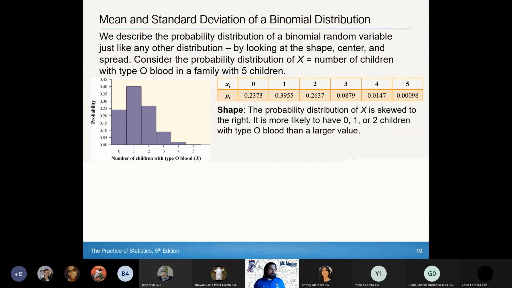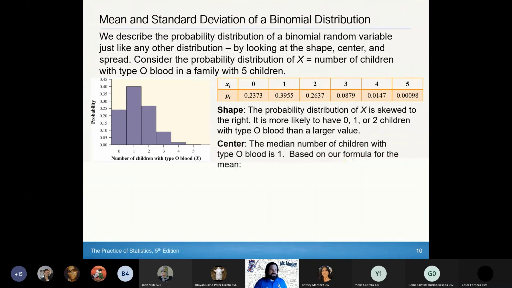Both are representations of the probability distribution. We get a shape. The probability distribution of X is skewed to the right. It is more likely to have 0, 1, or 2 children with blood type O than a larger value. Center, the median number of children with blood type O is 1. Based on our formula for the mean, we get a mean of 1.25.